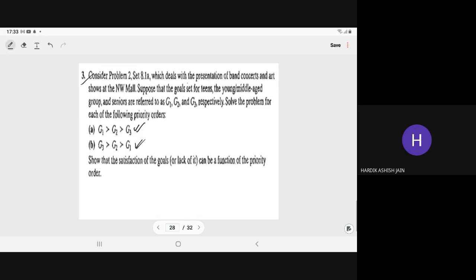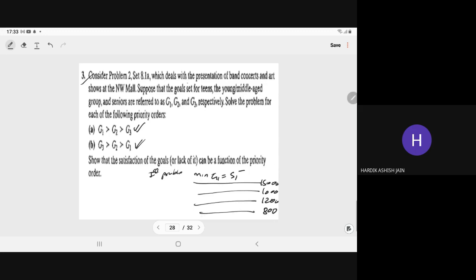So in this case, the first problem will be: minimize G1 is equal to S1 minus, subject to 15,000, subject to 1,000, subject to 1,200, subject to 800. Now you apply the simplex method.